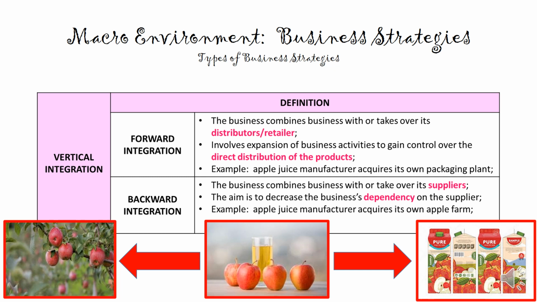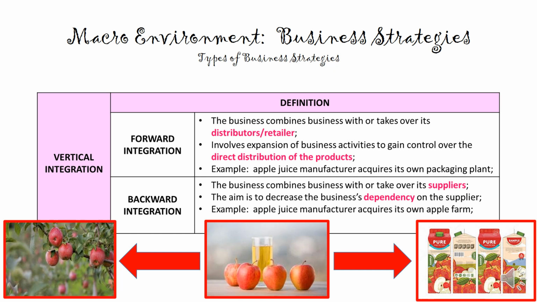An example of backward integration, if we combine business, we take over or we merge with a supplier, and the whole idea here is to decrease our dependency on a supplier. We obviously don't have control over the prices that our supplier is charging, over anything that they are doing. If we are able to take over the supplier, obviously we are not dependent on somebody else anymore. We now take control of our own raw materials.